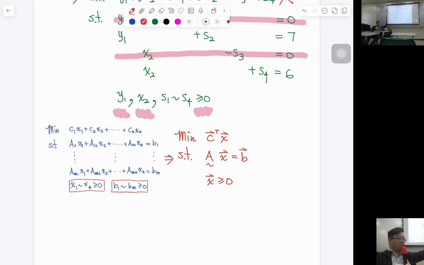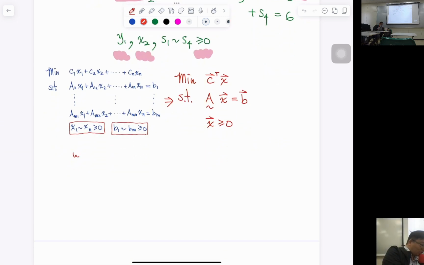Why do we need the C vector to be transposed? Because the C is a vertical vector, and when you do a dot product, you have to transpose it. So what are those? Let me write down for you. C equals to basically C1 to Cn. Okay. X basically x1 to xn.